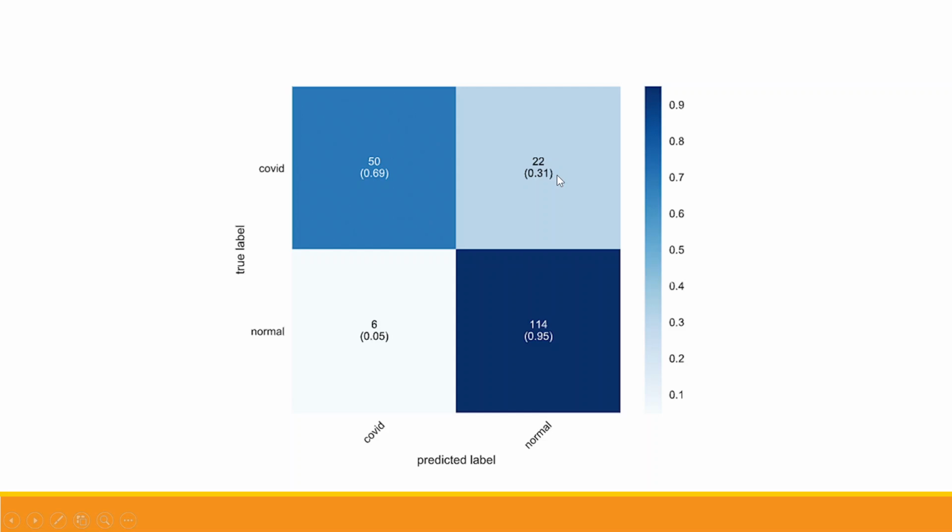Let's talk about this part. The person has COVID, but according to the model, the person is normal. So 22 plus 6, 28 such cases are there, which are misclassified. 50 plus 114, 164 are correctly classified cases. These are known as misclassified cases. These are not desirable. This is known as leakage in the model.